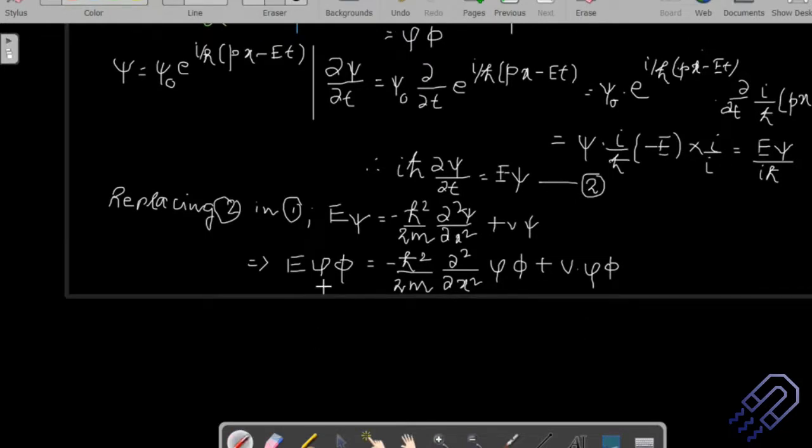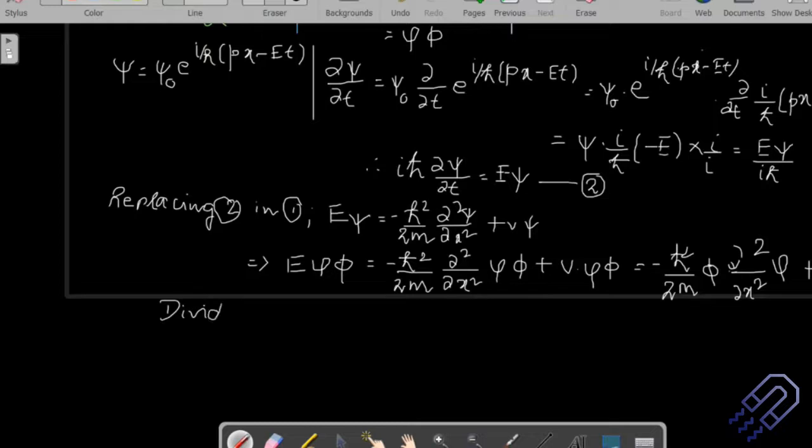Now what we're going to do is divide both sides by phi. Okay, we can divide both sides by phi. Here I can simplify it a bit further. I can write it down as minus h cut square divided by 2m, and this phi is a function of time, it's not a function of x, so I can take it out, and then I can write it down as del square del x square psi plus V into psi into phi, right? So now we can divide both sides by phi. So let's just do it.